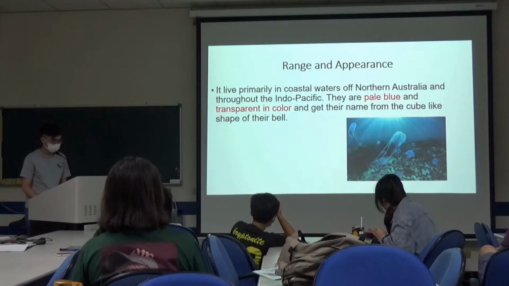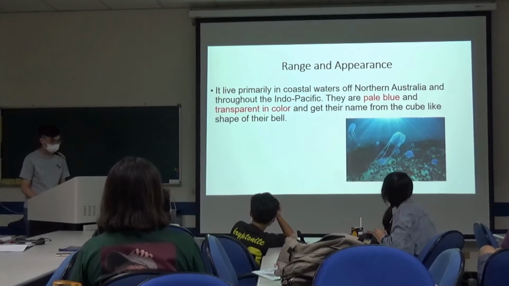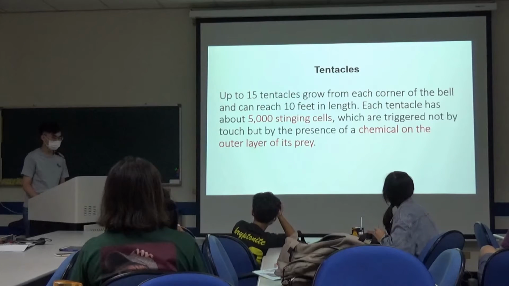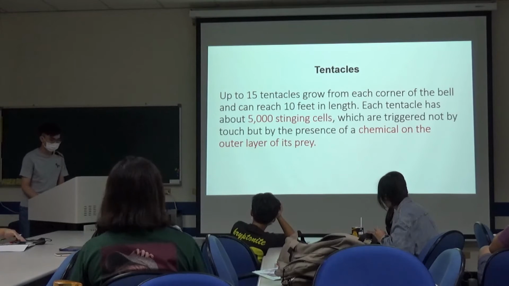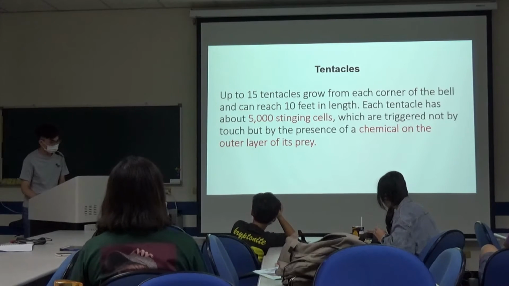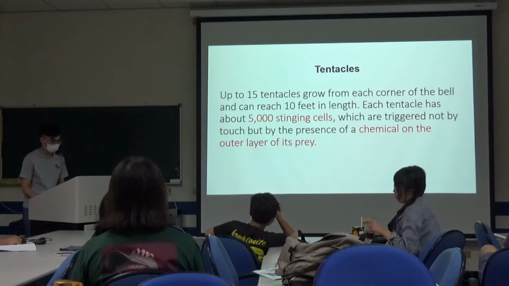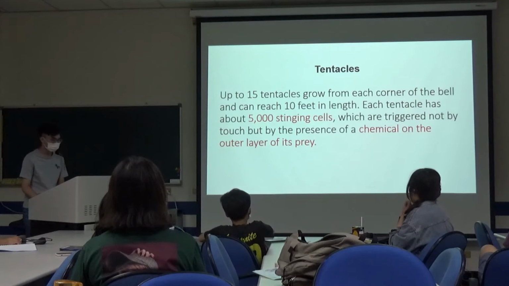Its range and appearance. It lives permanently in the coastal water of northern Australia and goes out into the Pacific. They are pale blue and transparent in color and get their name from the box-like shape of their bell. Tentacles up to 15 feet from each corner of the bell can reach 10 feet in length. Each tentacle has about 5,000 stinging cells, which are triggered by touch, on the outer layer of its body.